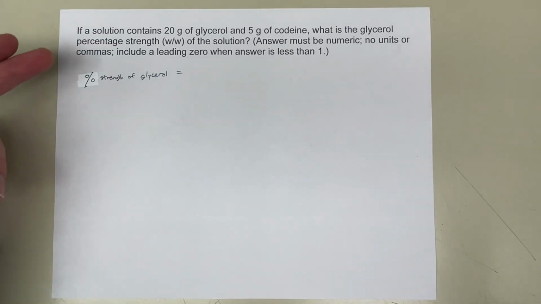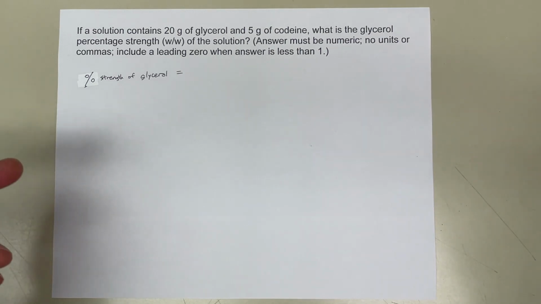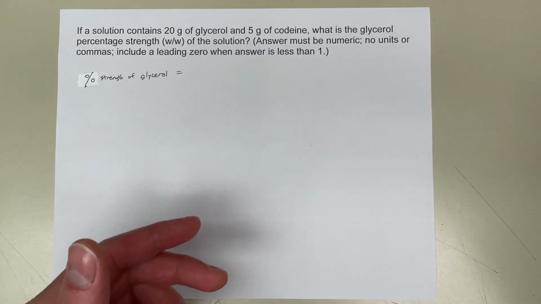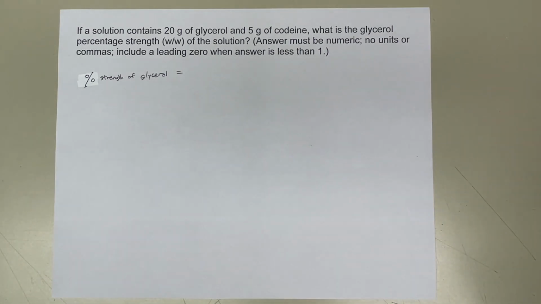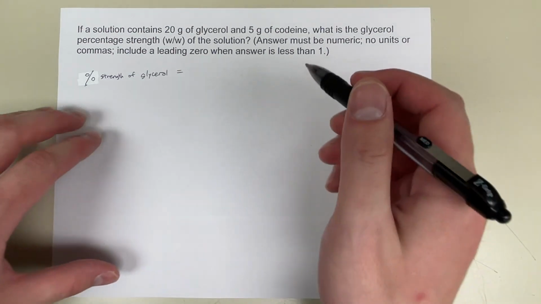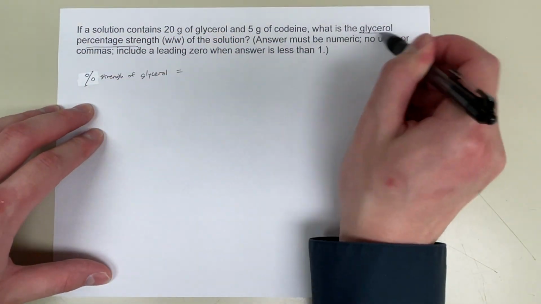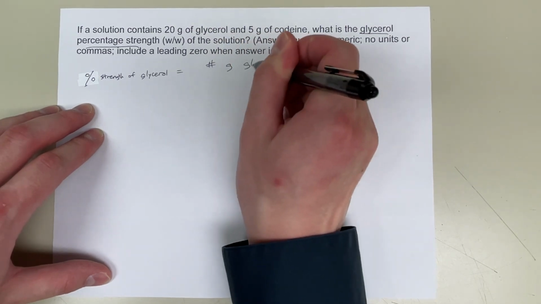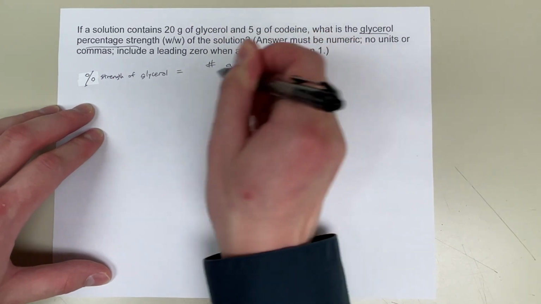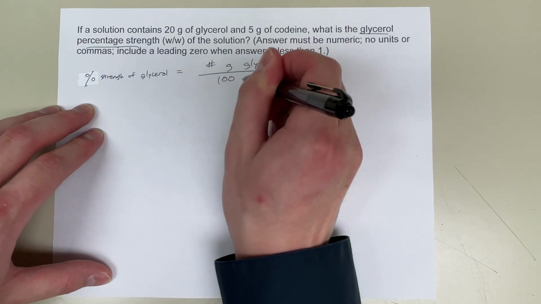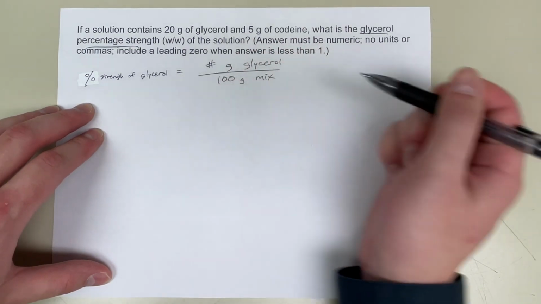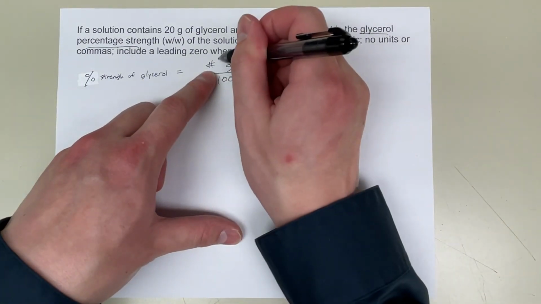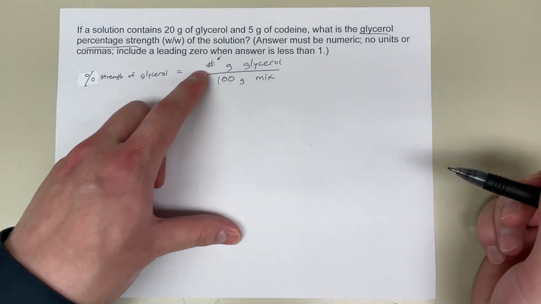If a solution contains 20 grams of glycerol and 5 grams of codeine, what is the glycerol percentage strength in weight over weight of the solution? So the question wants percentage strength of glycerol. That will be equal to some number of grams of glycerol over 100 grams of the total mixture. The number is what we want. That's what we're trying to find.